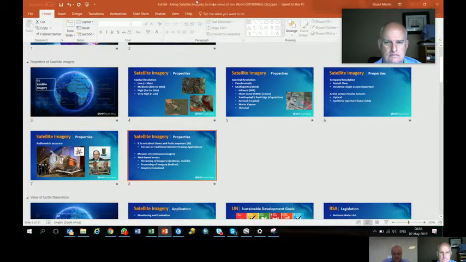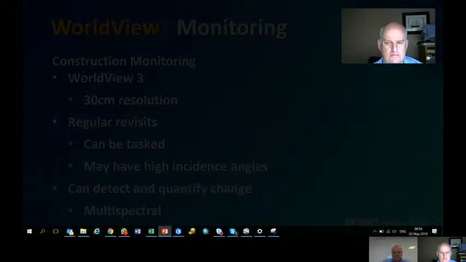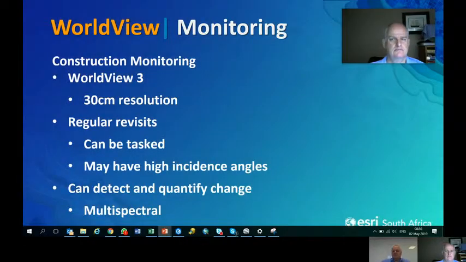So I'm going to jump to another area in the slideshow where I'm going to talk about some of the applications of this. The one thing I'm going to speak about here is something like construction management. Now, we're using a Worldview satellite. This comes from a company called Digital Globe, 30 centimeter resolution. We can task it to revisit an area literally daily if we needed to. And this is about monitoring change.